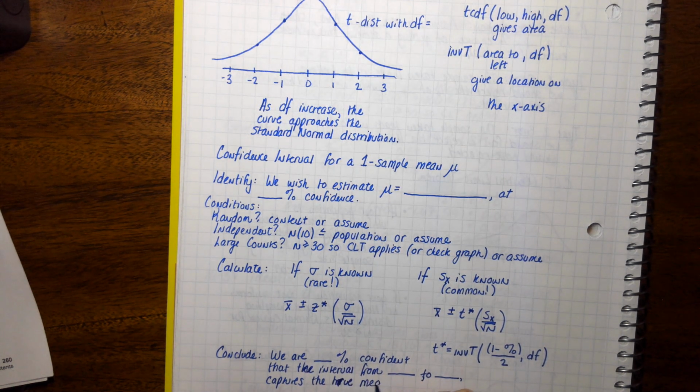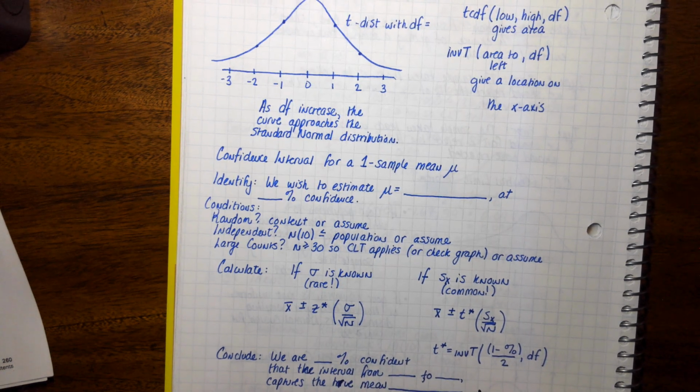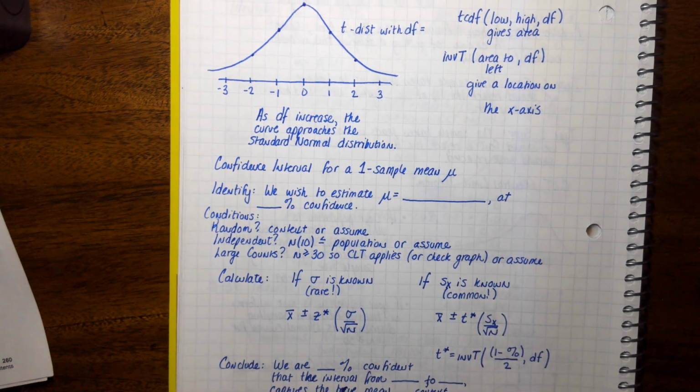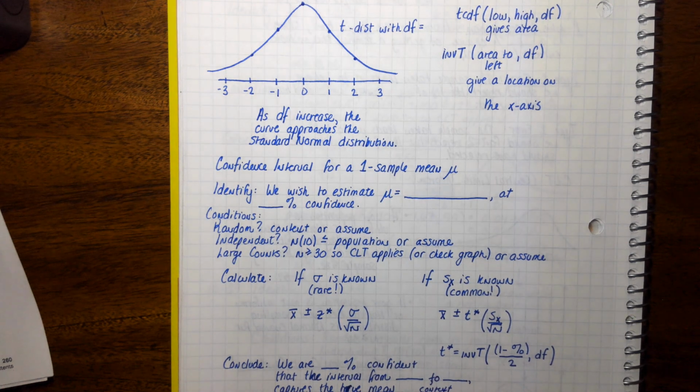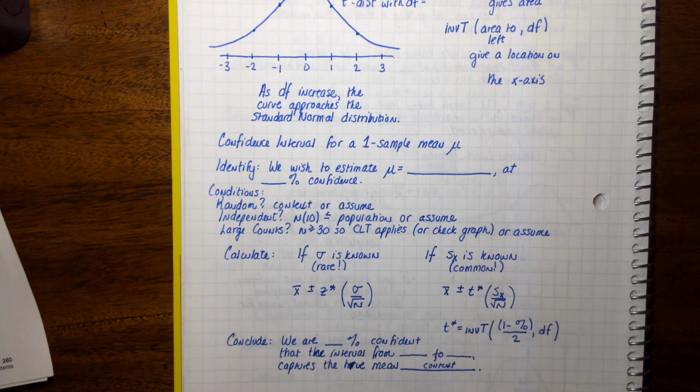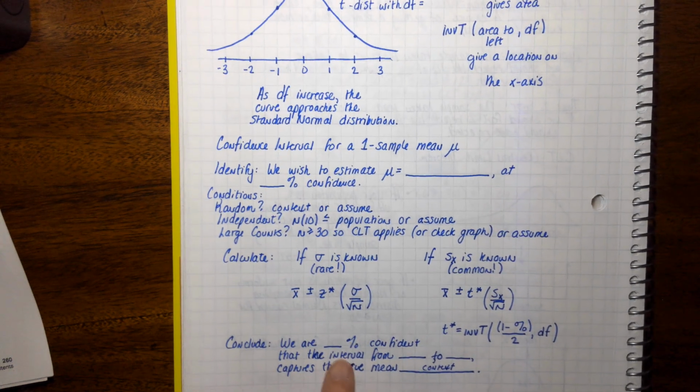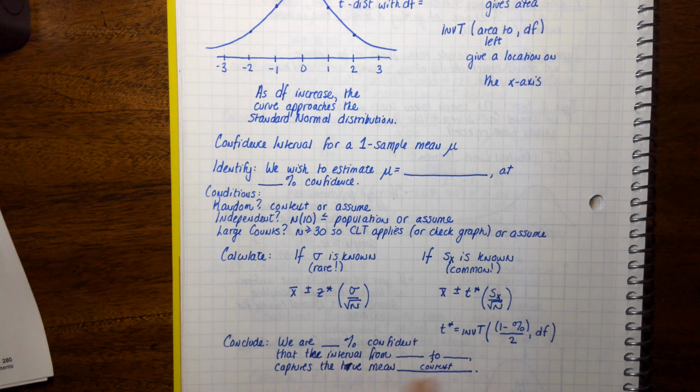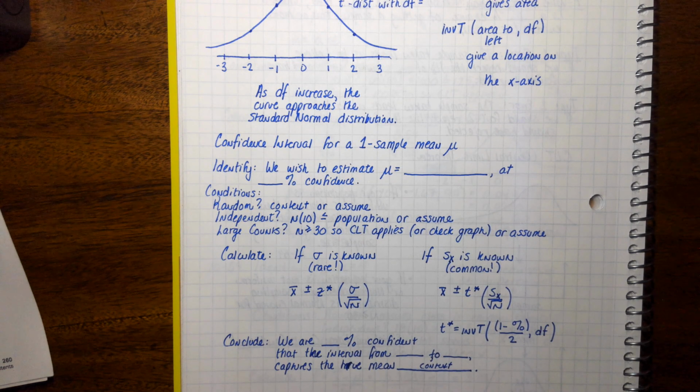Mean. Context. We are blank percent confident that the interval from blank to blank captures the true mean minutes of Miss Side's videos, or the number of times that she screws up and needs to use the whiteout during a review.